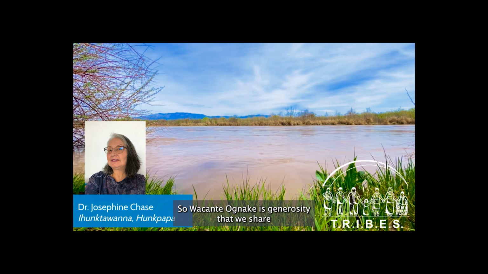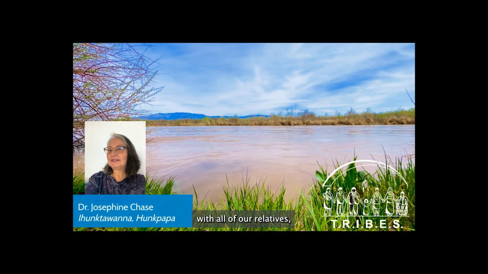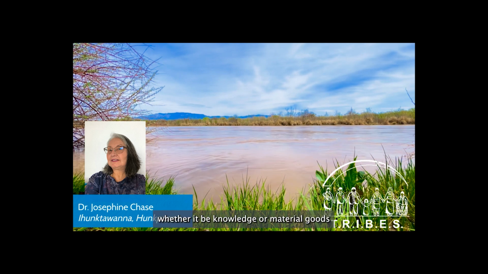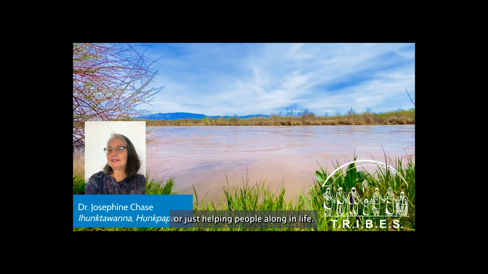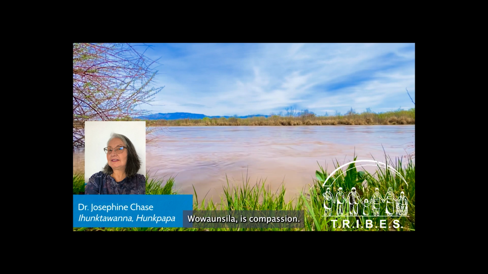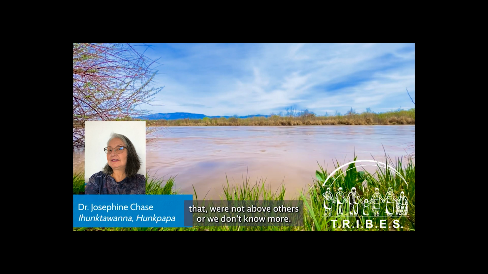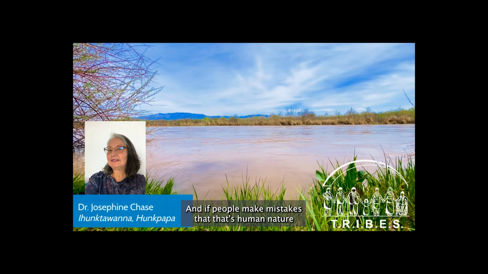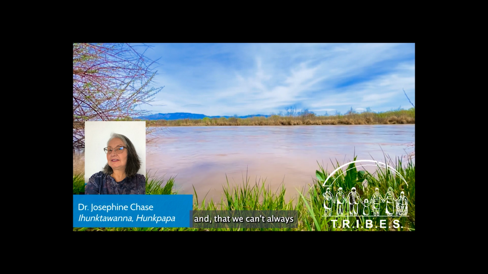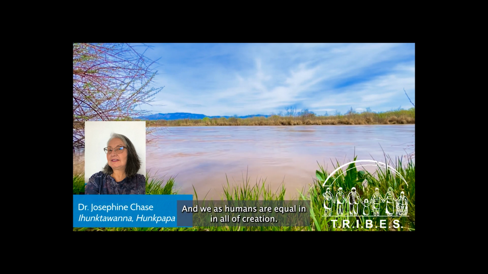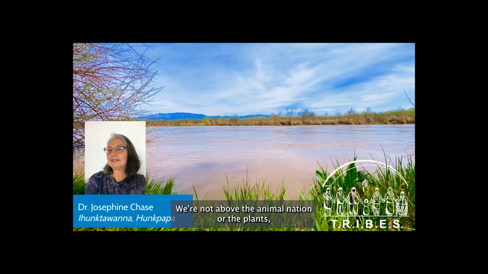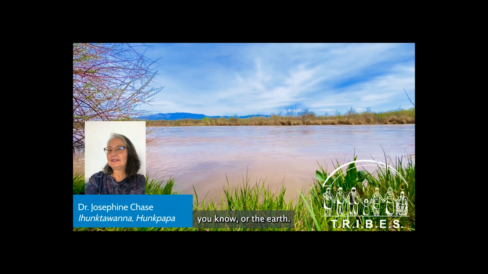So Wachante Obanake is generosity that we share with all of our relatives, whether it be knowledge or material goods or just helping people along in life. Wawa Ushila is compassion, and that helps us to relate to others that we're not above others or we don't know more. And if people make mistakes, that's human nature, and that we can't always judge or criticize. Wawa Uniha is respect for all creation. No one is above the other, and we as humans are equal in all of creation. We're not above the animal nation or the plants, or the earth. So we have respect for all life.